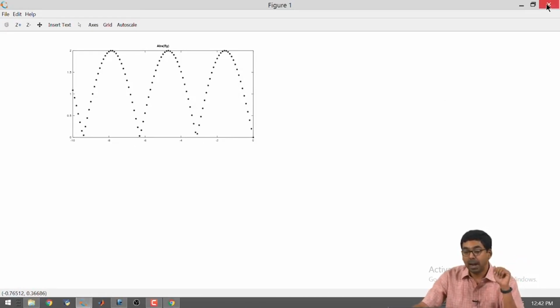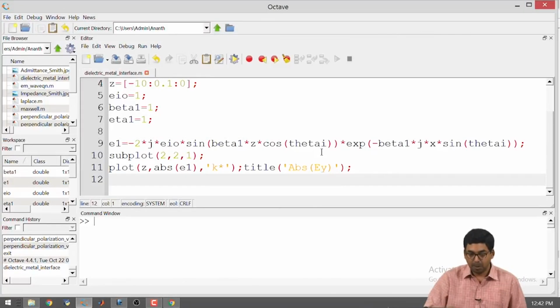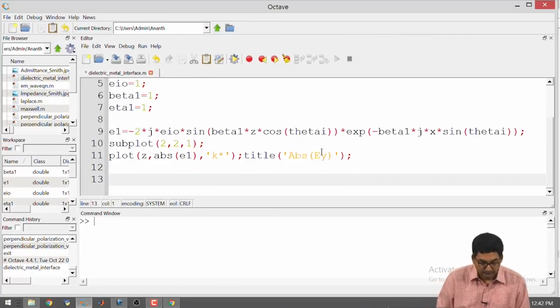Another thing that I notice is at the interface, which is z equal to 0, my electric field is 0. So, it seems to be satisfying the boundary condition also. So, now I will go ahead, make similar plots for Hx and Hz.